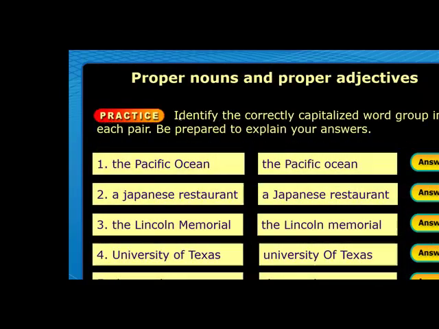Now, let's practice. I need you to choose the proper one that should be capitalized. Pause the video and come back to check your answers.